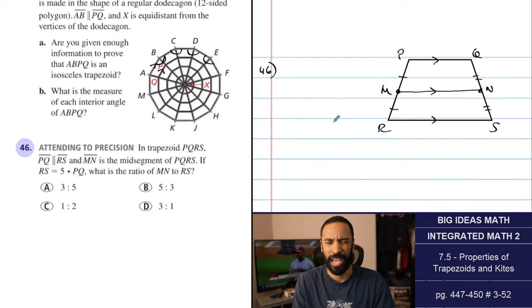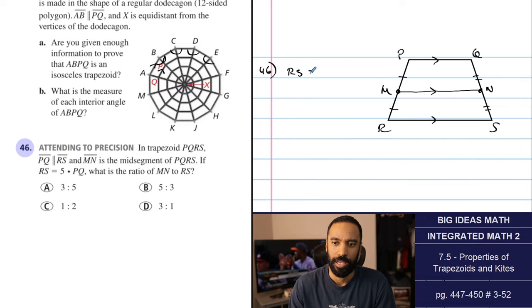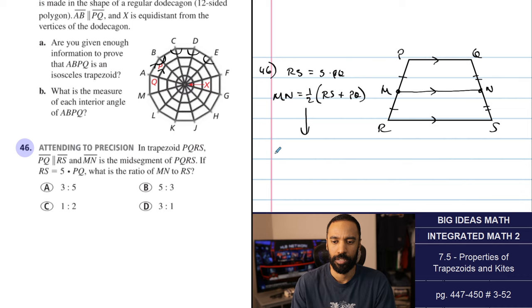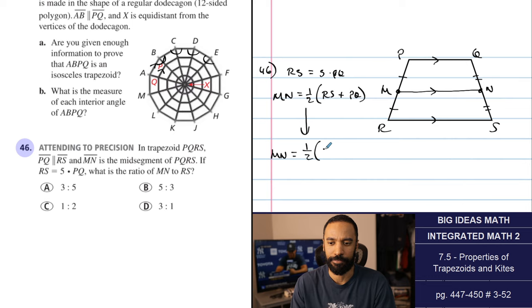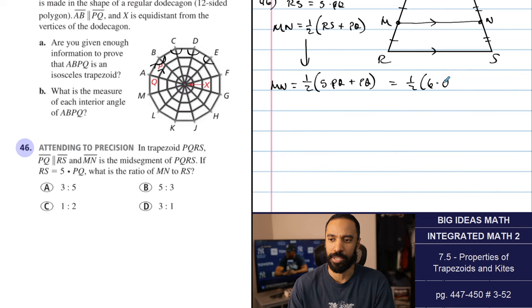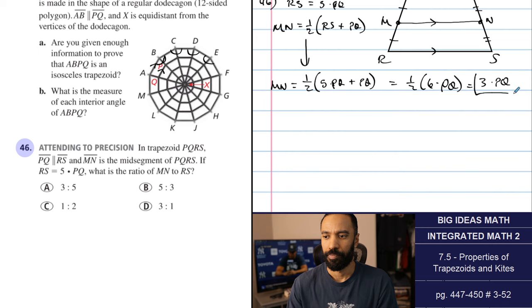Is it 2.5 or something? I don't know. Let's see. So RS is 5 times PQ. So here's the thing. MN is half, oh, I think it's going to be 3. RS plus PQ, and you can substitute 5 times PQ for RS. Half of 5 times PQ plus PQ, which is half of 6 times PQ, which is 3 times PQ. So, MN is 3 times PQ.